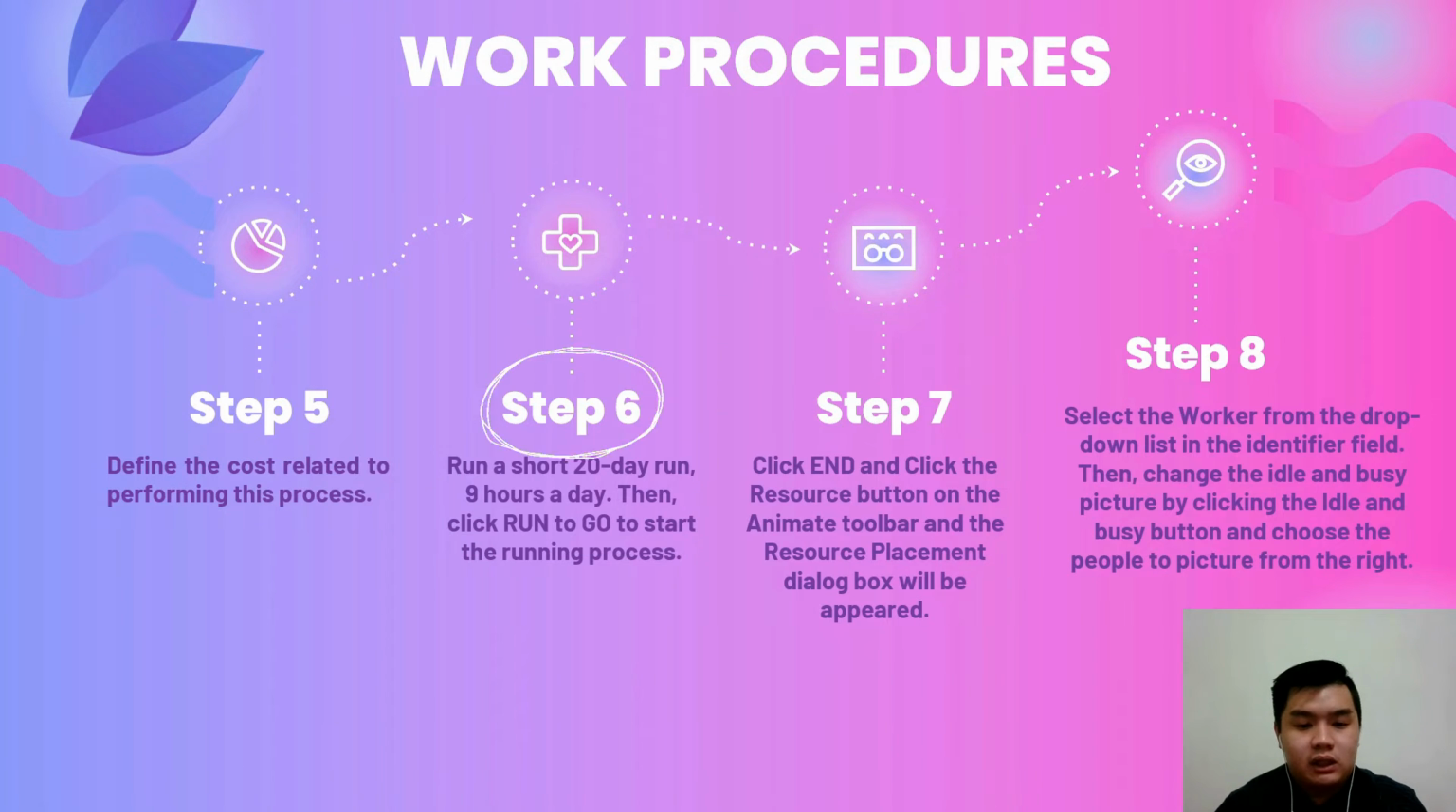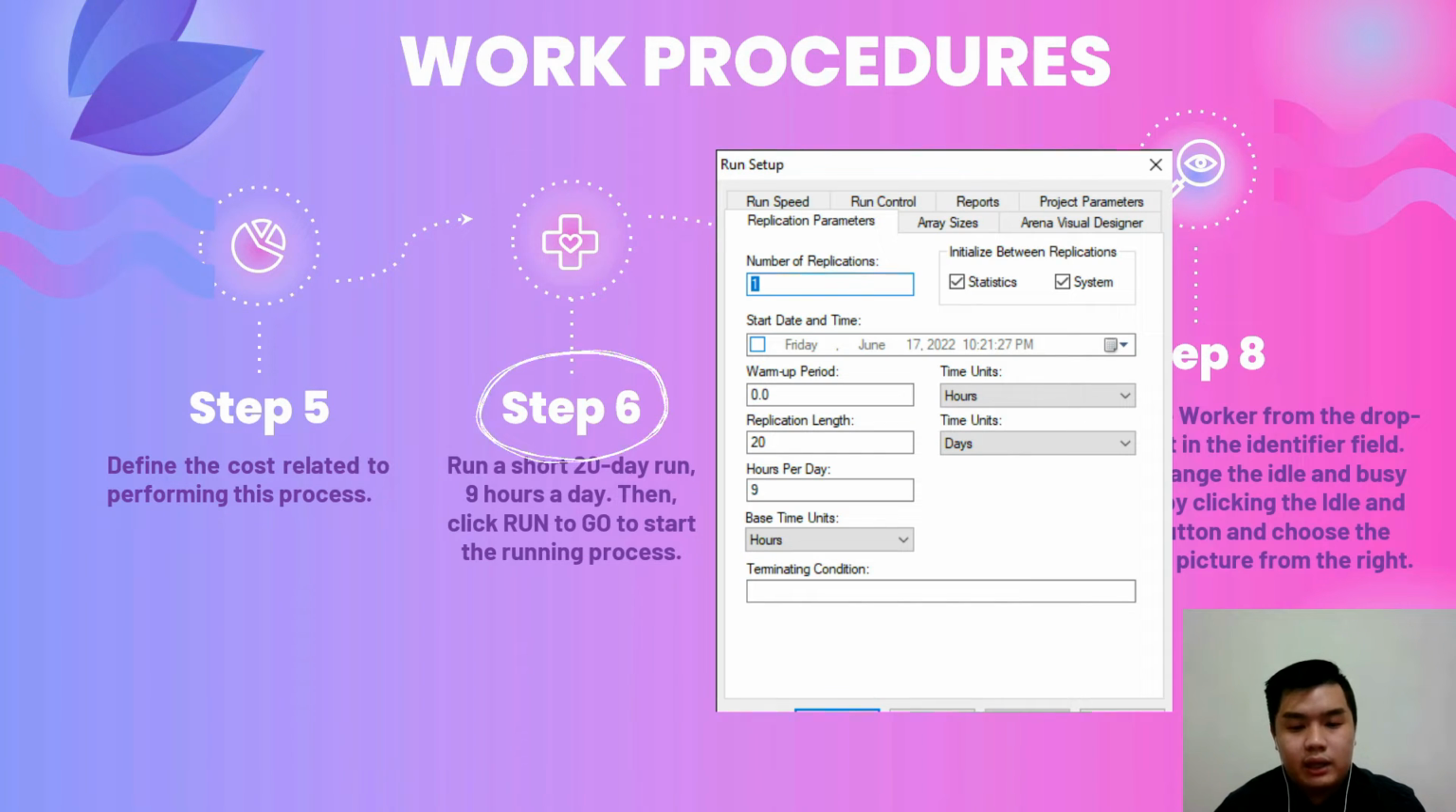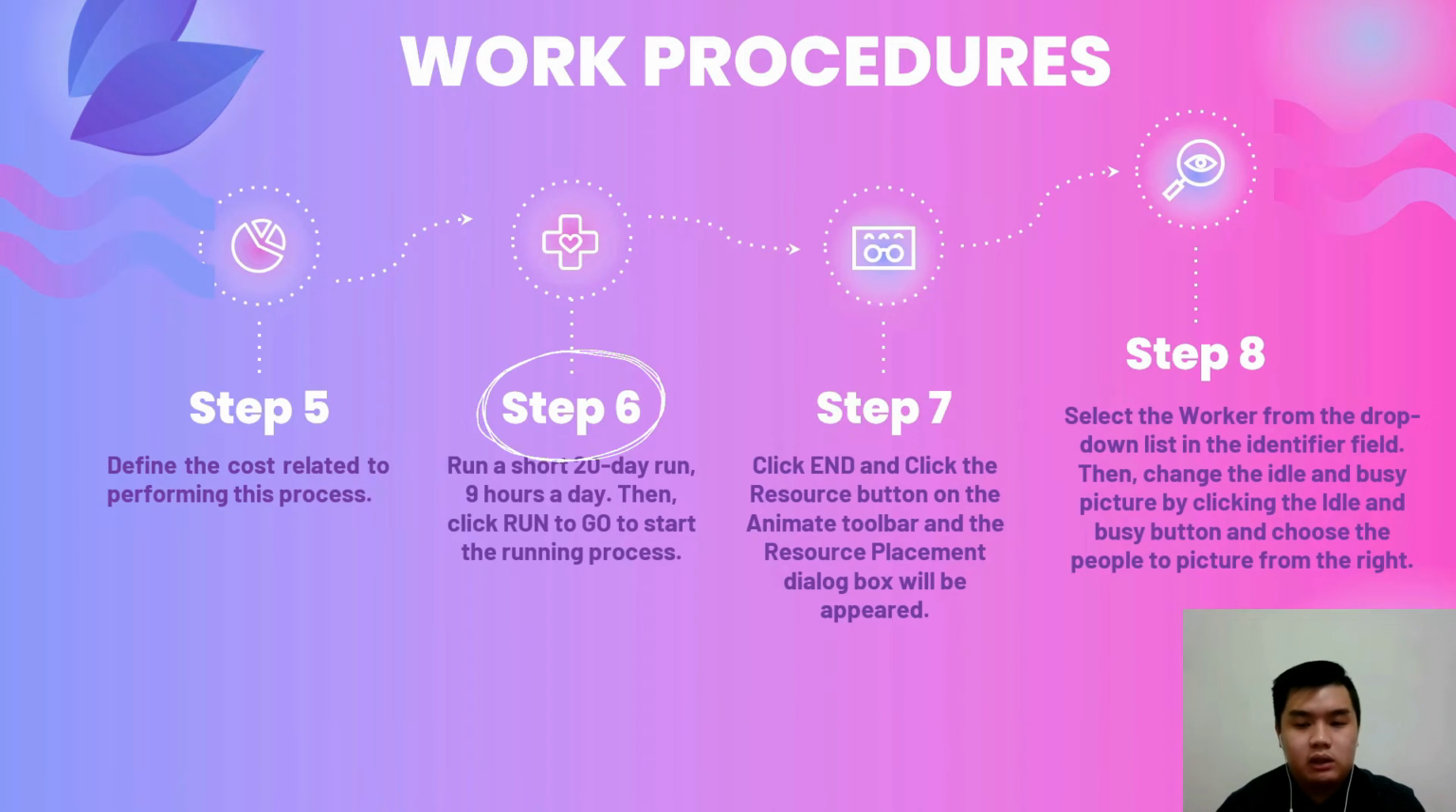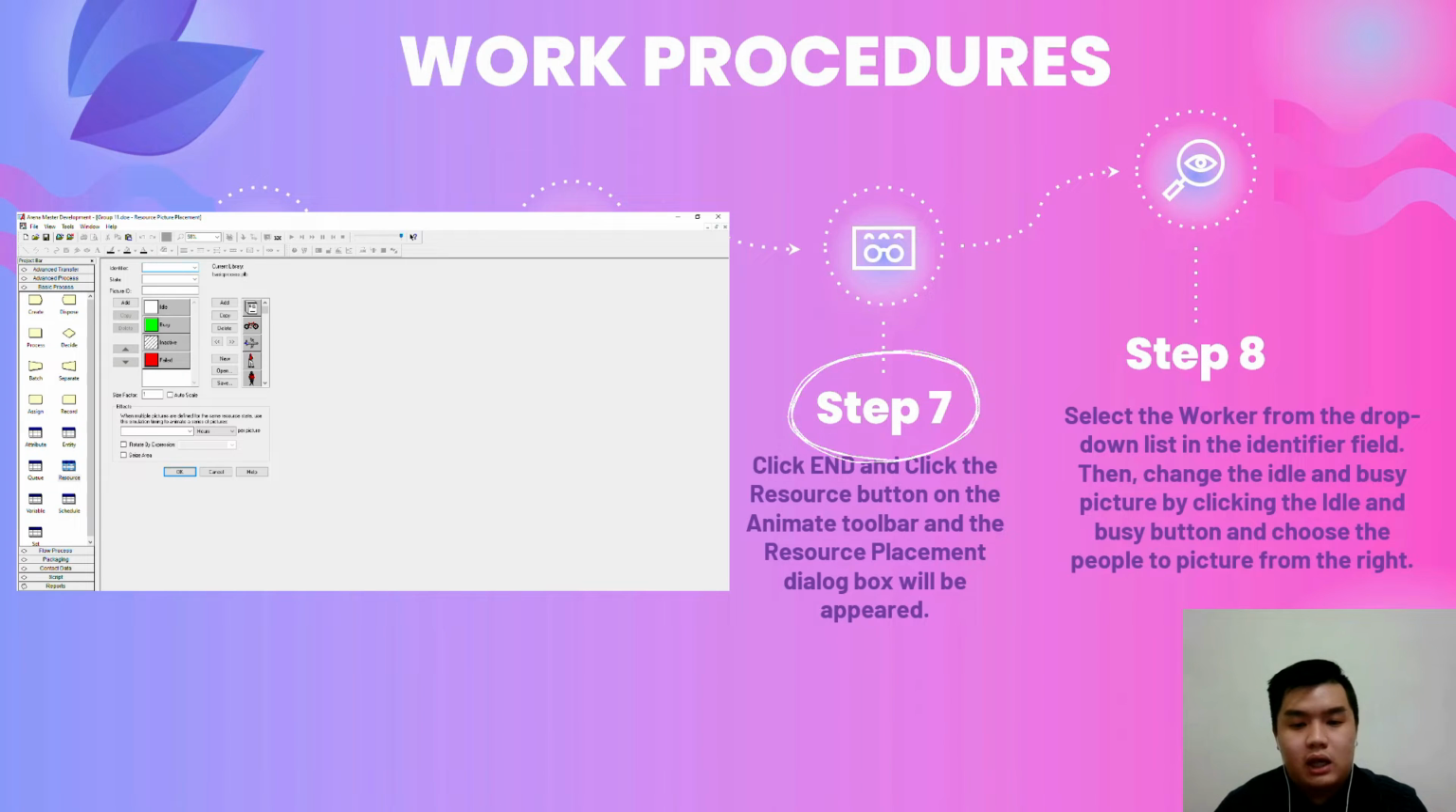So step 6 is we run a short 20-day run, 9 hours a day, then click Run to start the running process. And next is step 7. Click End and click the Resources button on the Animate toolbar, and the Resource Placement dialog box will appear.